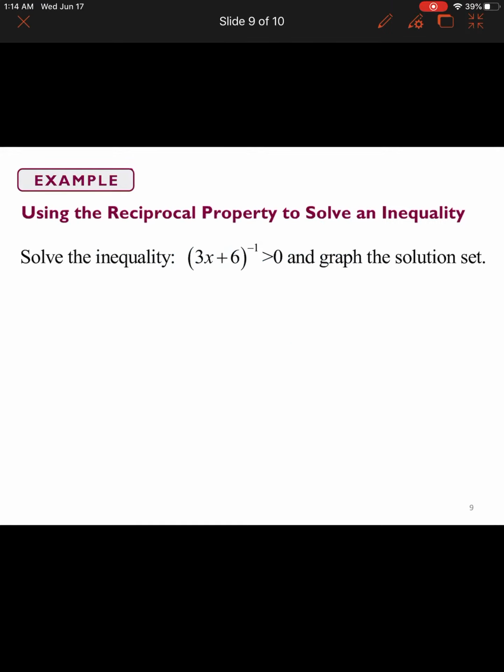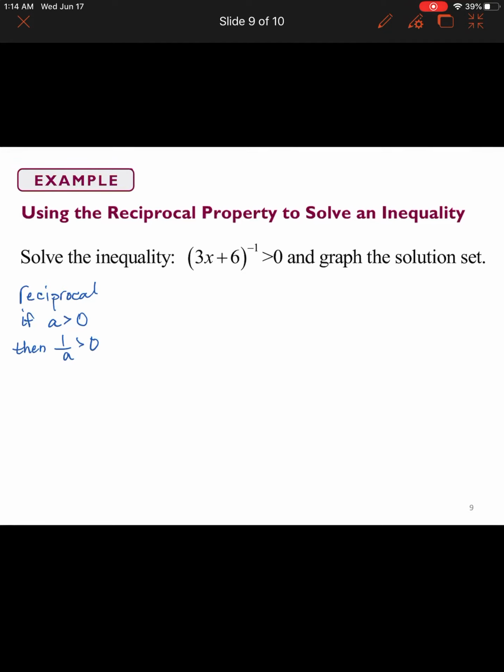Let's change the page. And then you have a little reciprocal property. Basically, all the reciprocal property says is, if A is positive, then the reciprocal of A, which would be 1 over A, is positive, greater than 0. Likewise, if A is negative, then 1 over A is negative.